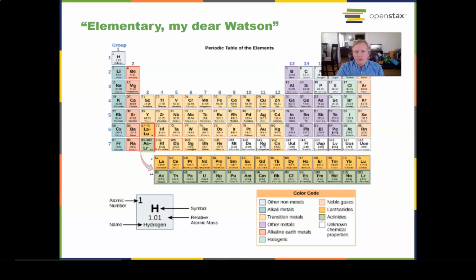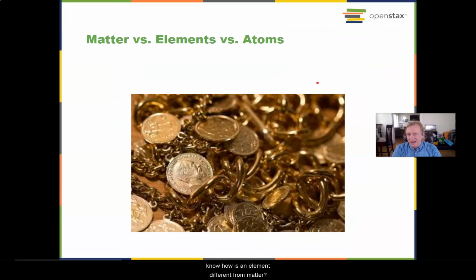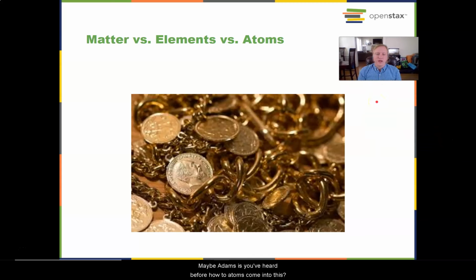So kind of going a level further, the next level beyond just what is matter is what are the elements? And this is probably something that you've seen before. This is a periodic table of elements, and these elements are arranged so that things with similar properties are nearby each other in a particular way, and everything is organized in a particular fashion. And we're going to talk about how this thing is organized and what this all means. But you might be asking yourself then, okay, well, we've talked about matter, but what is an element? How is an element different from matter? And maybe atoms is a term you've heard before. How do atoms come into this?